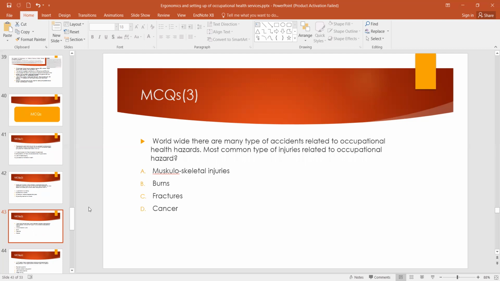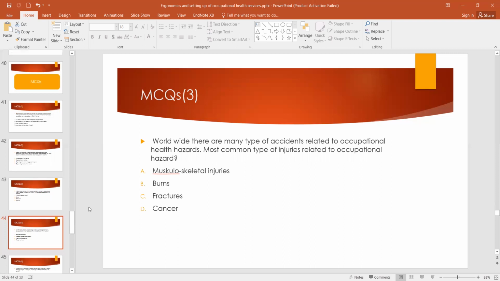Worldwide, there are many types of accidents related to occupational health hazards. The most common type of injuries related to occupational hazards: musculoskeletal injuries, burns, fractures, or cancer? A, musculoskeletal injuries. There is a 33% ratio of musculoskeletal injuries during occupational hazards.